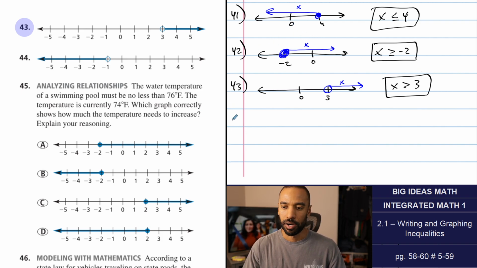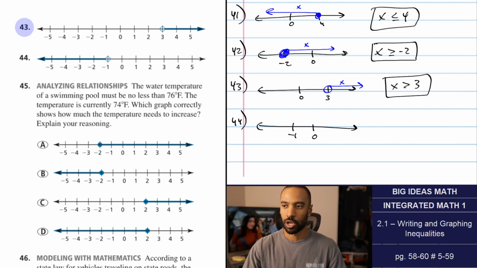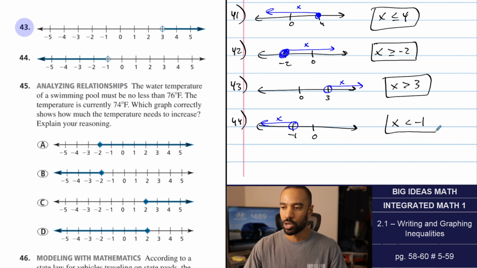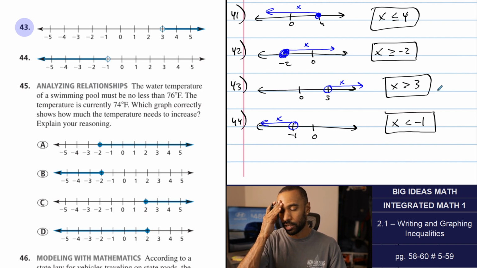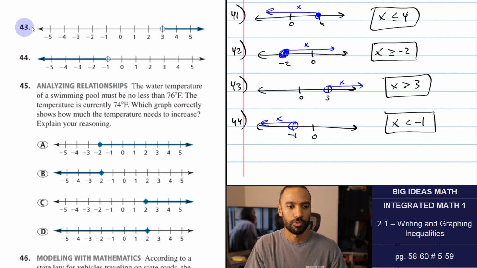And number 44, looks like we get a taste of each type here. We have a greater than, a less than, a greater than or equal to, less than or equal to. This must be the less than. X is everything less than that negative 1. 0 ain't less than negative 1. 0 doesn't belong in the solution set. Oh, that was 44. Apologies.